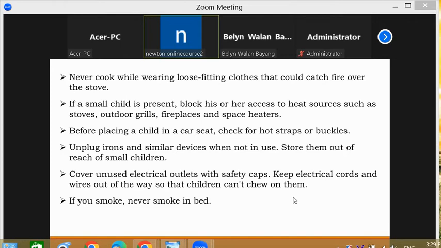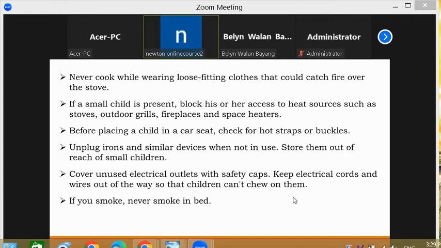The next one, if you are ironing or using any electrical appliance, after using it you have to unplug it. Maybe during the ironing time you just leave it like that and go away. Small children are there, they don't know, maybe they will touch it. Then the burn will happen there.